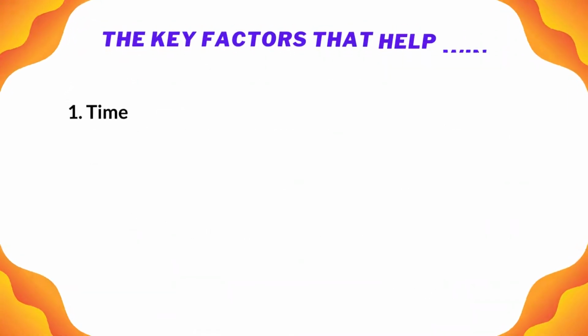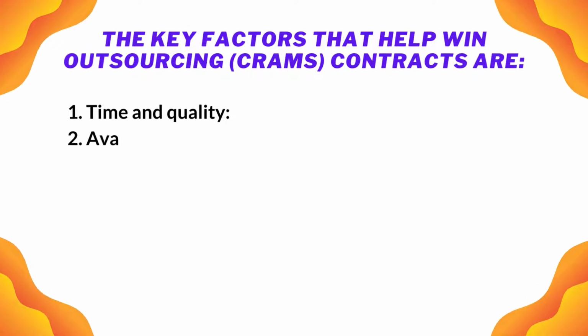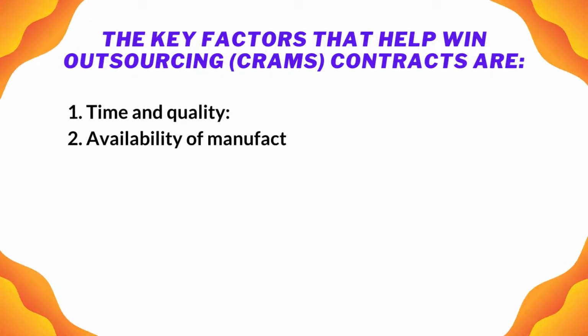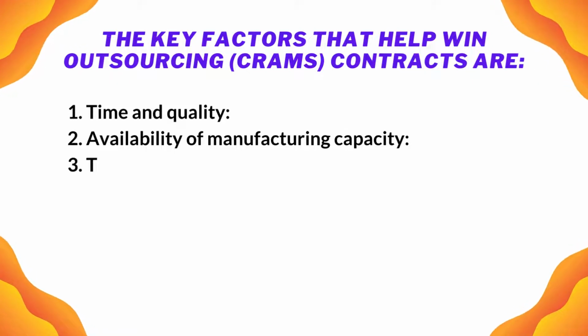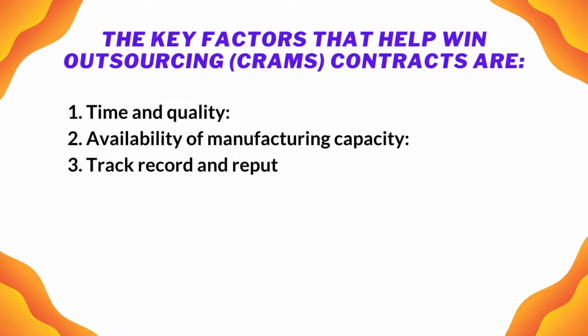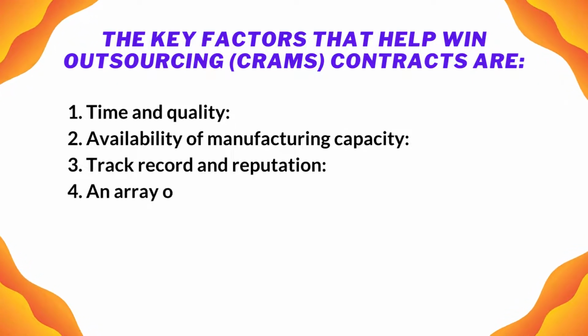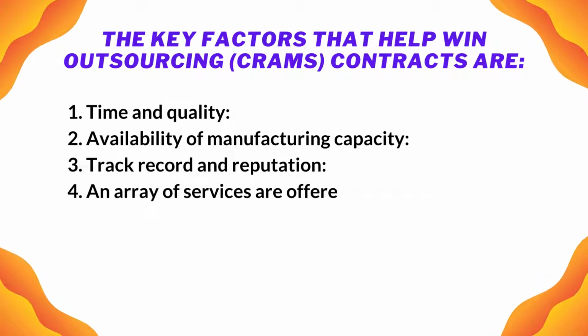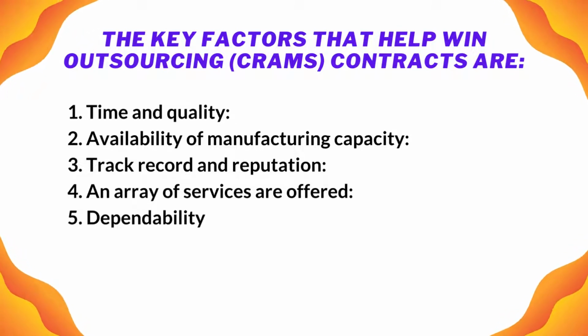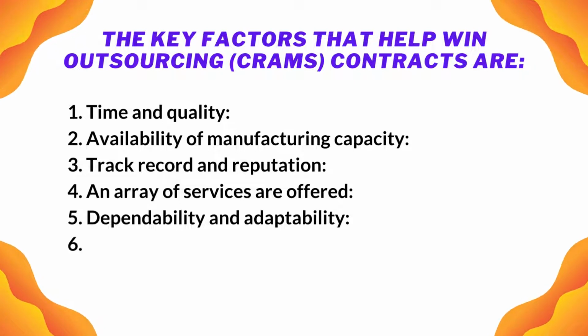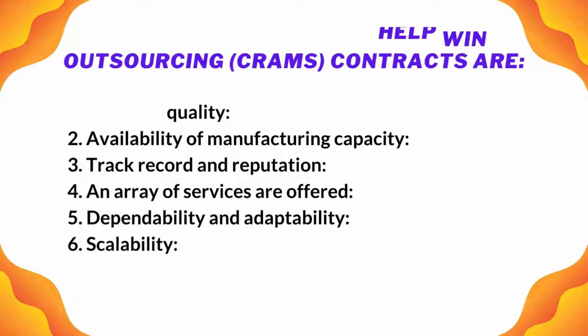The key factors that help win outsourcing, CRAMS, contracts are: 1. Time and quality, 2. Availability of manufacturing capacity, 3. Track record and reputation, 4. An array of services offered, 5. Dependability and adaptability, 6. Scalability.